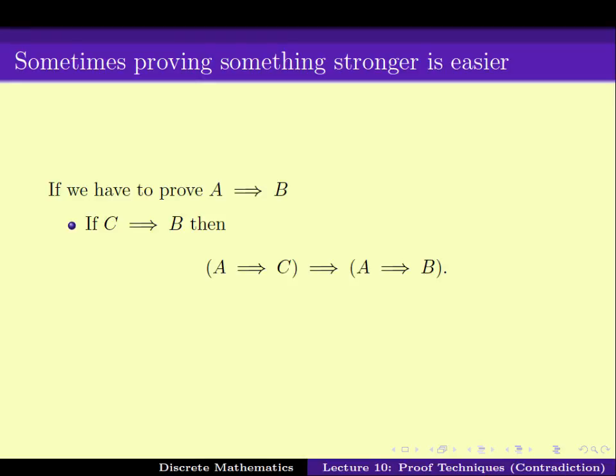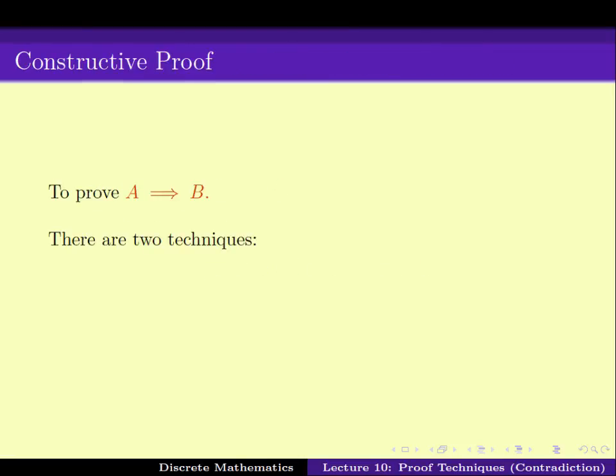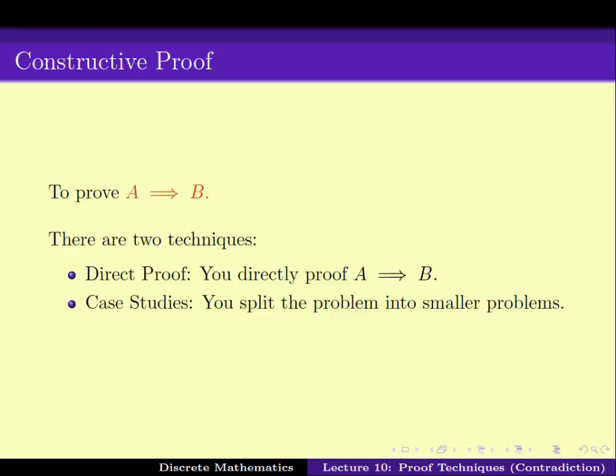Now moving on, after the set of useful tricks, we looked at the first major approach of solving a problem, namely constructive proof. The idea of constructive proof is that if we have to solve A implies B, we work with A and start working ahead and end up proving B. Now we split up the constructive proof into two parts. First part was the direct proof, meaning you directly prove B from A. And the second one was the case study, where you split the problem into smaller problems depending on A.